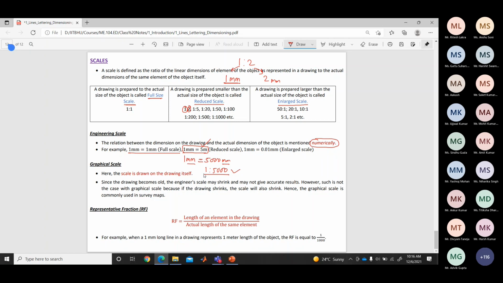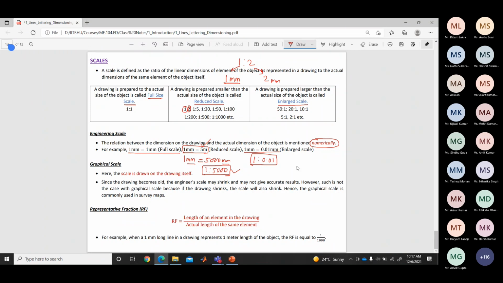All right. So in practice, this method is preferred. We do not put any unit here. We represent this as a fraction, a representative fraction. Also in case of the enlarged scale, let's say 1 mm is equal to 0.01 mm. So we can put this simply on the drawing.